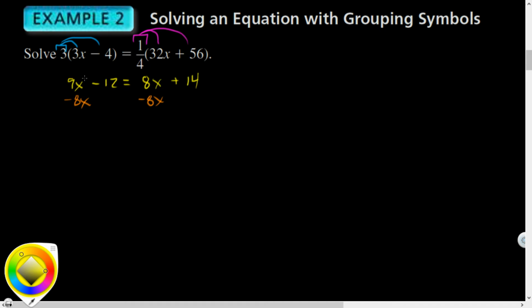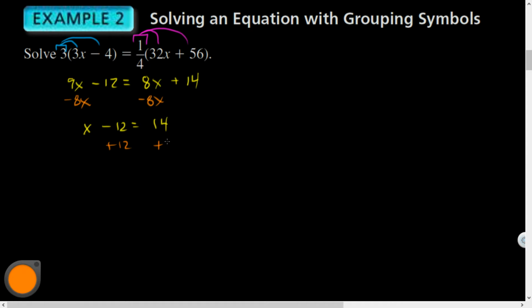And let's see, 9x minus 8x is just 1x. You can write the 1 or you can leave it blank. It's implied. Minus 12 equals, those canceled out, 14. Oh, and Adriana, I think you are correct as far as your answer. Add 12 to both sides. And I get x equals 26.